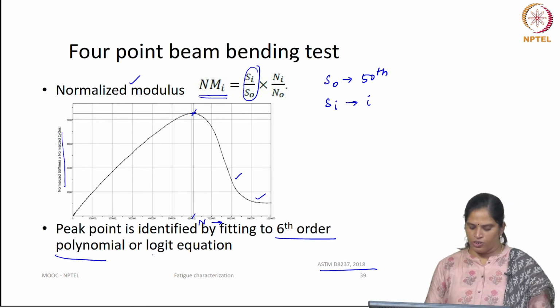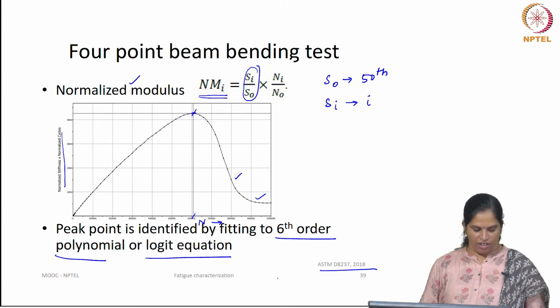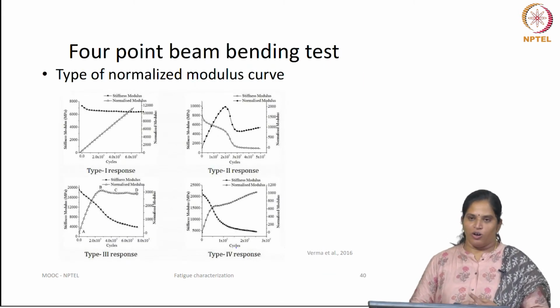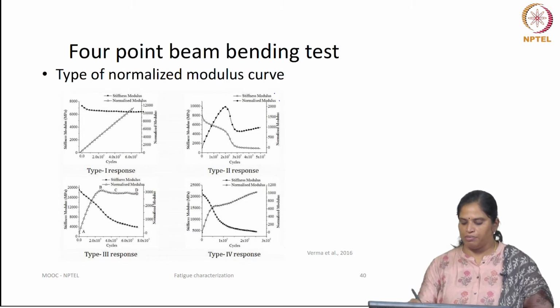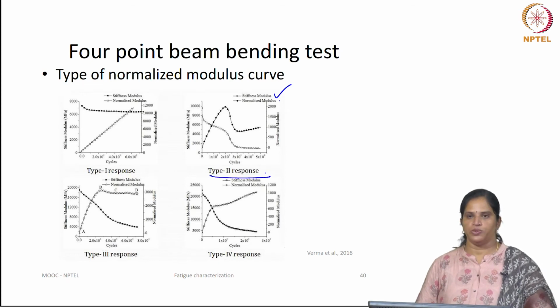You can also use logistic equations to determine the fatigue life of bituminous mixtures. Now, if you see a normalized modulus curve, as per ASTM recommendations, the typical normalized modulus curve looks something like this, type 2 response.